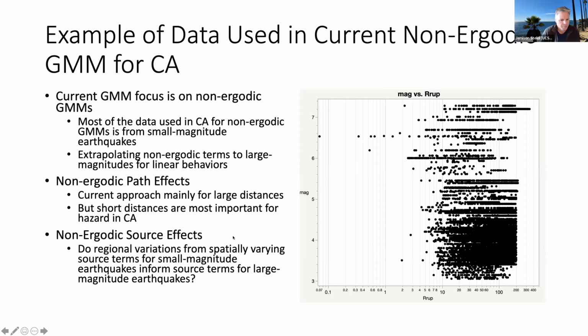In our non-ergodic models right now, we usually run them in two cases. One where you assume the source effects from the small magnitudes are applicable to bigger ones, and another where we throw them out and say, no, those just aren't informative. So that's going to be a fundamental science question for us. Can we get information on the behavior of the large magnitude events, knowing the variations in the source behavior for small magnitudes?